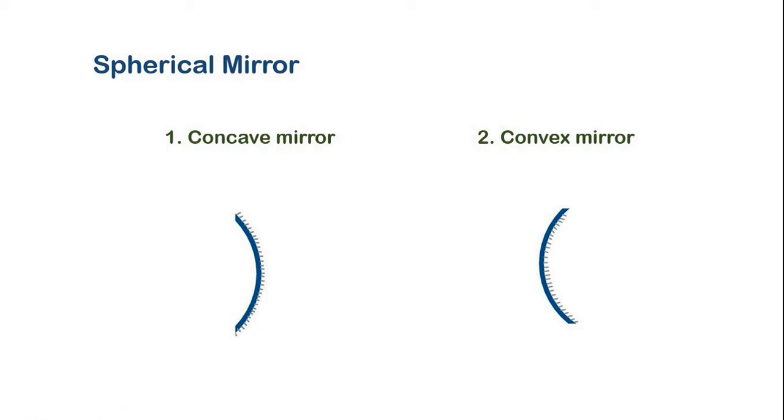Convex mirror. If the convex surface of a sphere acts as the reflector, that is, if regular reflection of light takes place from the convex surface of the spherical mirror, then it is called a convex mirror. In this case, convex mirror is made by silvering on the concave or inner surface of the part of the sphere.